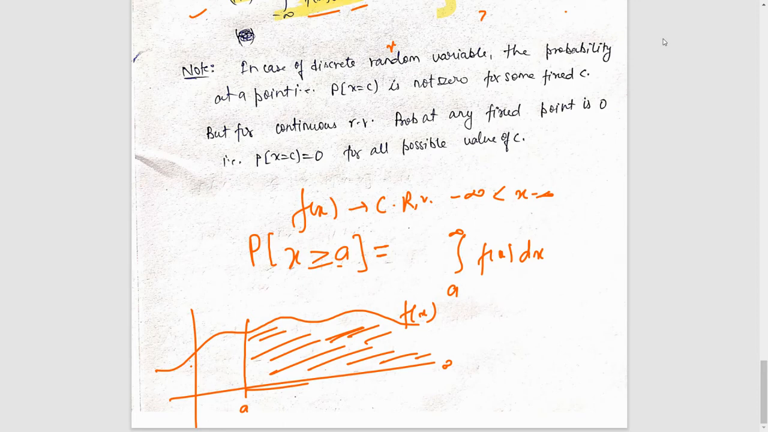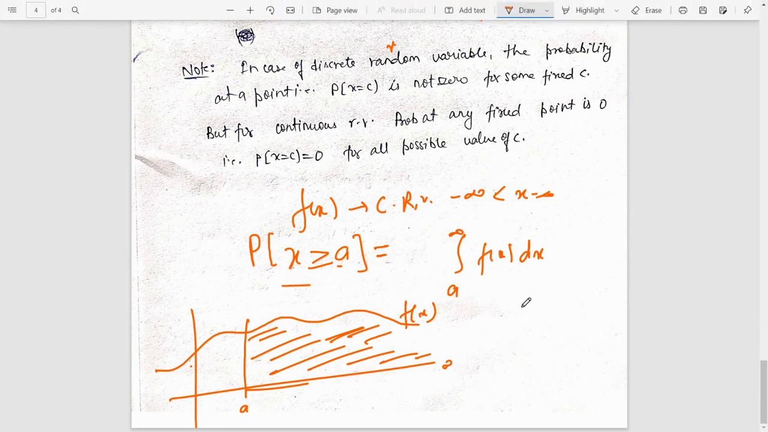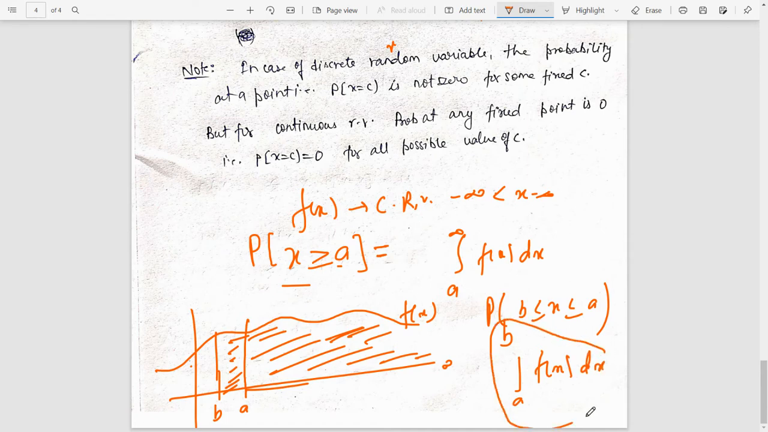Okay, so the simple thing is that whenever you want to find any probability, let's say not about x greater than, but the probability that b ≤ x ≤ a. For the continuous case, you have this point a, and somewhere you have some other point, let's say b. You need to find this particular area. Obviously this is given by the integral from a to b of f(x) dx. This is how we calculate the probability between given limits.